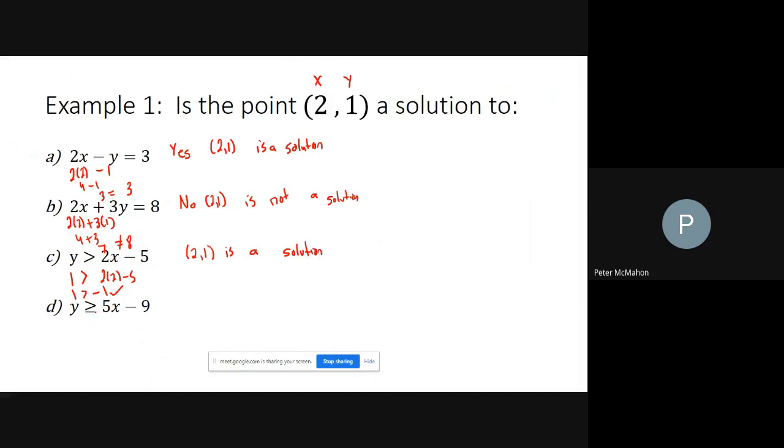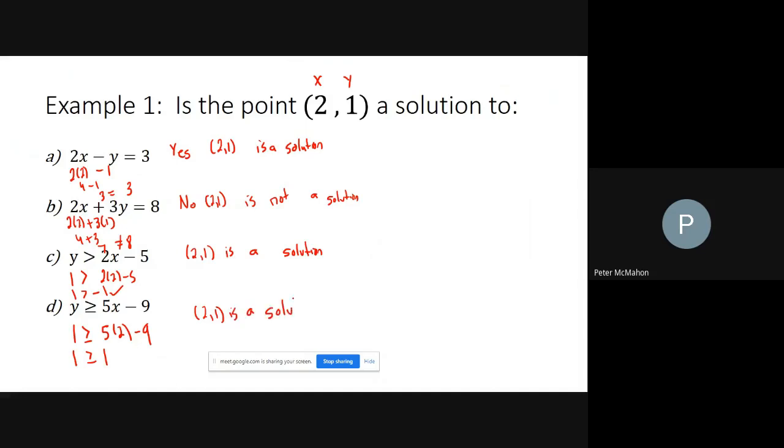y is greater than or equal to 5x minus 9. Same thing. 1 is y, so is 1 greater than or equal to 5 times 2 minus 9? 5 times 2 is 10, minus 9 is 1. So 1 is greater than or equal to 1. So yes, (2, 1) is a solution.